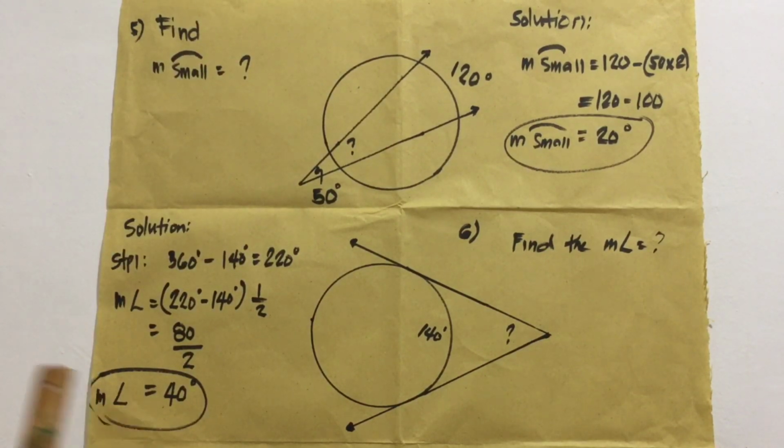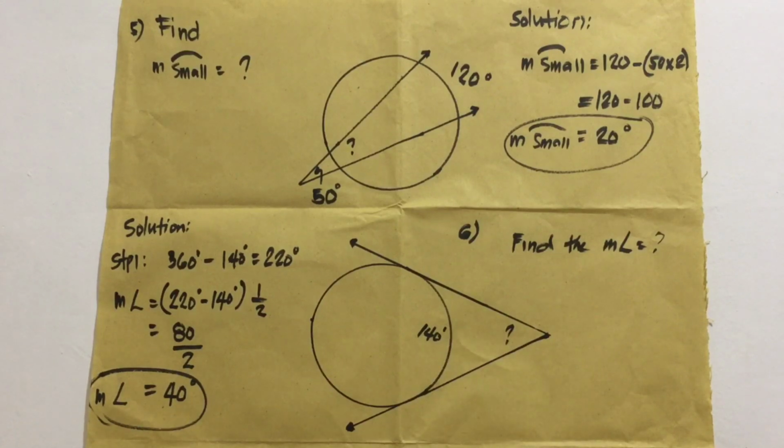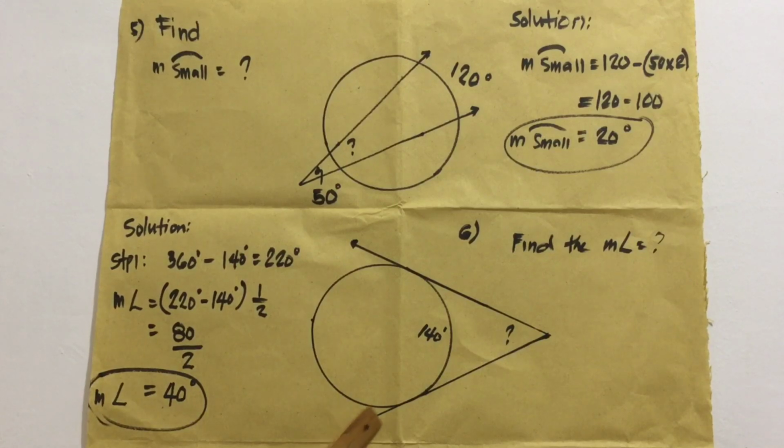Next example, we have to find the measure of this angle. So we have to observe or examine the given figure. We have a circle, then this line is called a tangent, and this line is also a tangent, intersecting each other to form an angle outside of the circle. The problem now is how to find this angle.